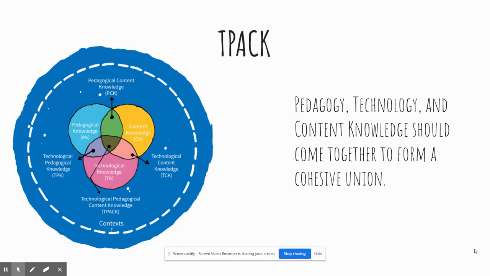TPACK includes the marriage of pedagogical concepts, technological concepts, and content knowledge. These come together to ensure that lessons have technology and pedagogy and concepts that will make sure that the lesson will flow smoothly and also give students the most learning possible.